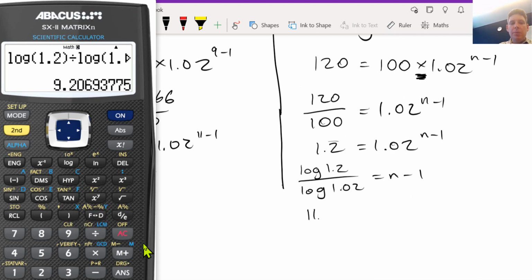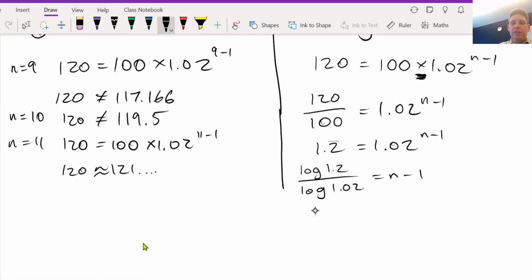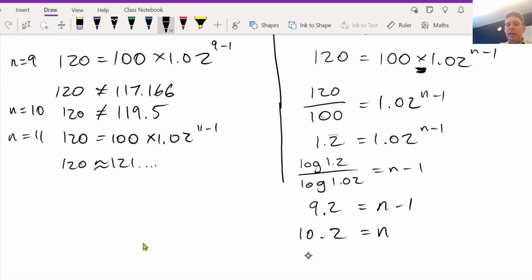So you end up with 9.2-ish. What do we do with the minus 1? Add it to both sides. So it's in the 11th year, therefore, because it's greater than 10.